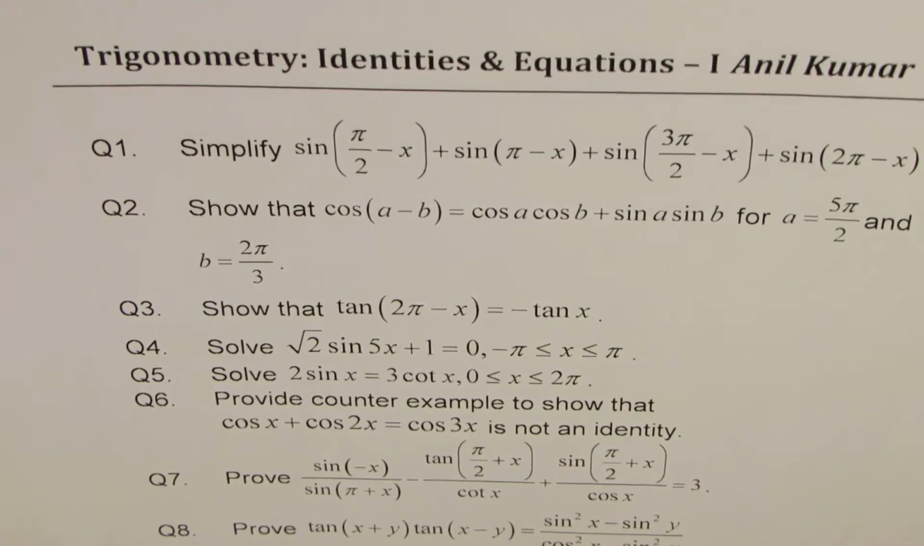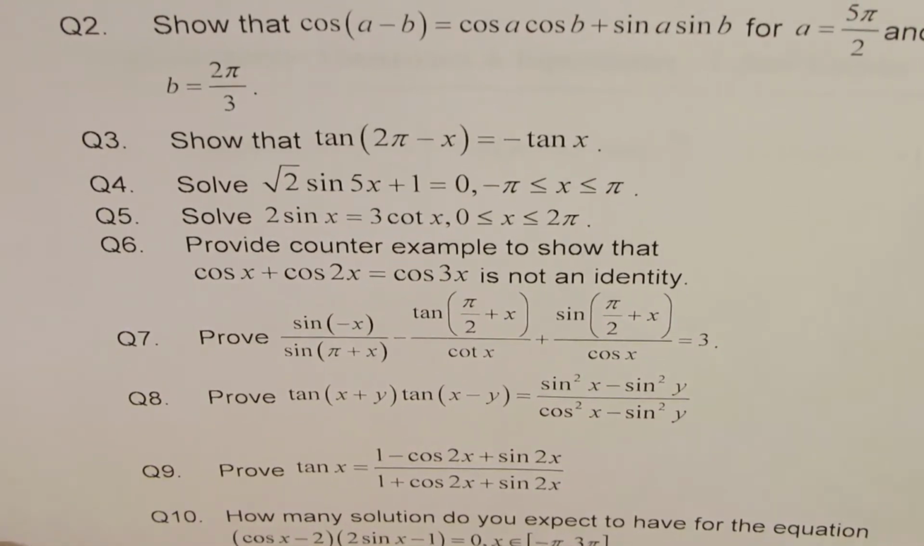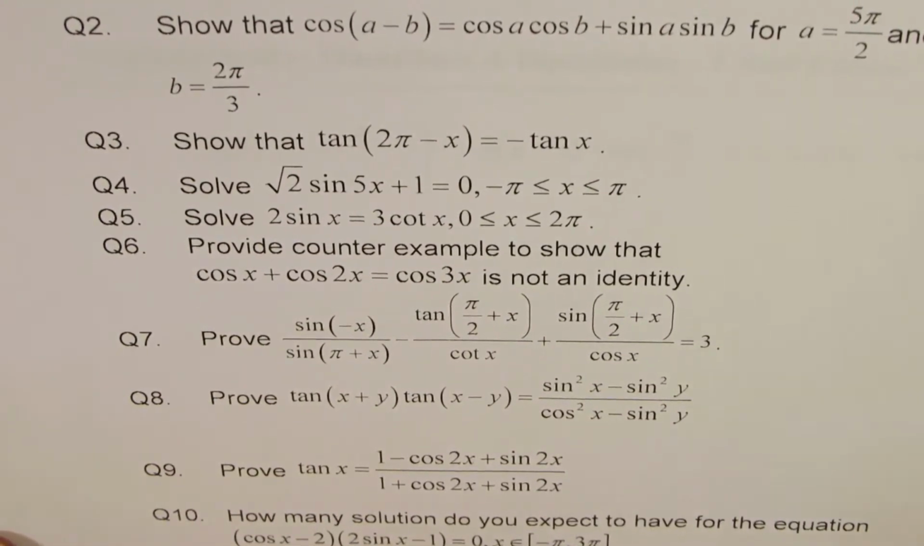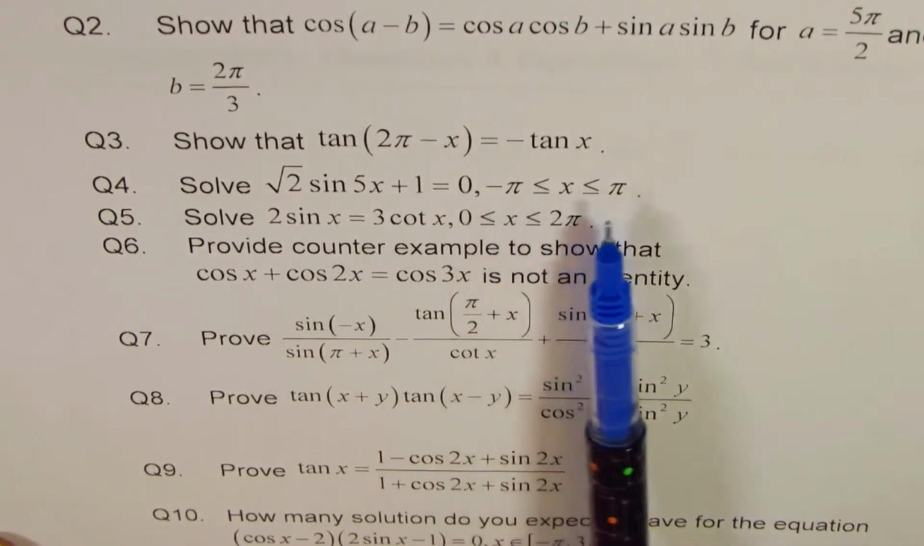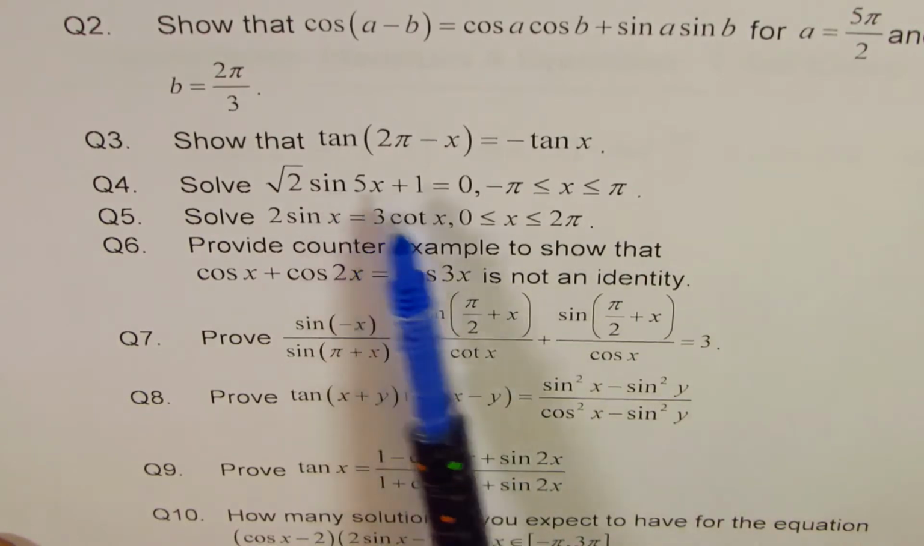Question number 4 is solve an equation, square root of 2 sine 5x plus 1, where the domain is given between minus pi to pi. Remember sine 5x, so that will change the domain.